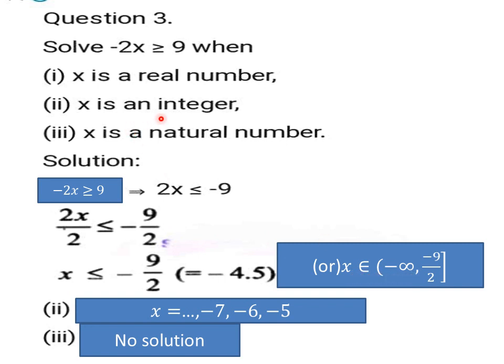Next subdivision, x is an integer. X is an integer means the integer which is less than or equal to minus 4.5. What are the values you'll get? Minus 5, minus 6, minus 7, etc. So x value is equal to this. The third subdivision is x is a natural number. X is a natural number means the value of x which is less than or equal to minus 4.5, isn't it? Here there is no natural number. Natural numbers start from 1, isn't it? So there is no solution.